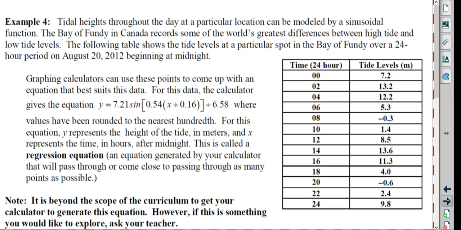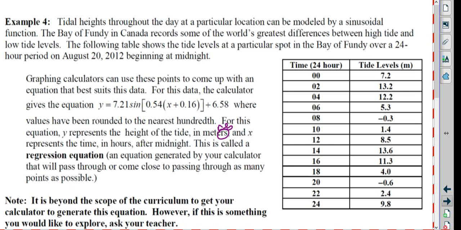I know tide heights are going up and down, okay, in a wave-like pattern. And so this is what the calculator would give me, where values have been rounded to the nearest hundredth. For this equation, y represents the height of the tide in meters, which we misspelled, and x represents the time in hours after midnight. This is called a regression equation.